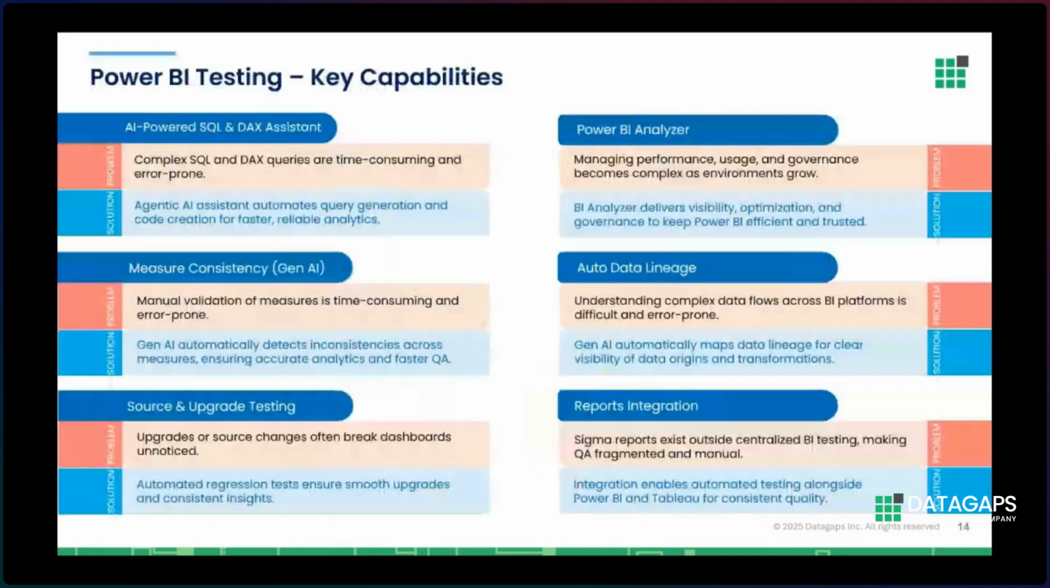So this slide talks about Power BI specific capabilities that we offer. So one is the AI powered SQL and DAX assistant, where writing long complex queries in SQL or DAX can be slow and error prone. So Datagaps solves this by using an agentic AI assistant that writes and checks the code automatically.